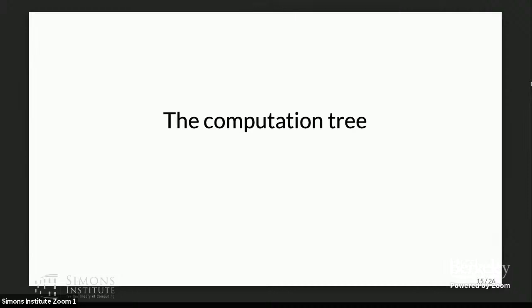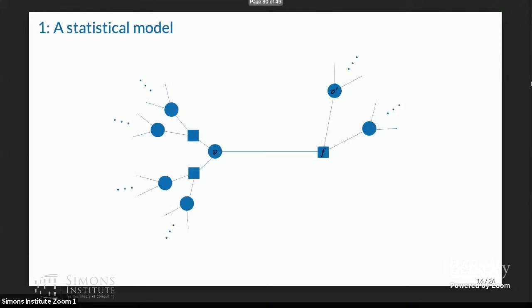I've given you what I've promised, which is the 4 steps of my story about the high-dimensional regression model. Now I'm going to give you the same 4 steps for the computation tree. Okay, so I haven't even told you what the computation tree model is yet. So the computation tree model lives on an infinite tree. There's 2 types of nodes. There's variable nodes and there's factor nodes.